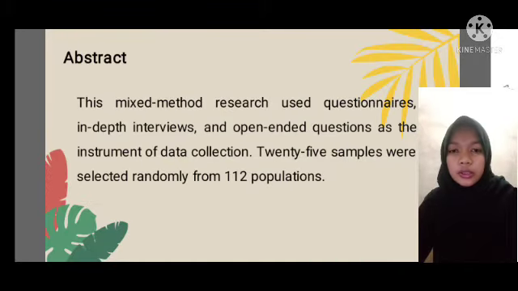So first, we will discuss about the abstract. This journal uses mixed method research, using questionnaires, in-depth interviews, and open-ended questions as the instrument of data collection. 25 samples were selected randomly from 112 populations.